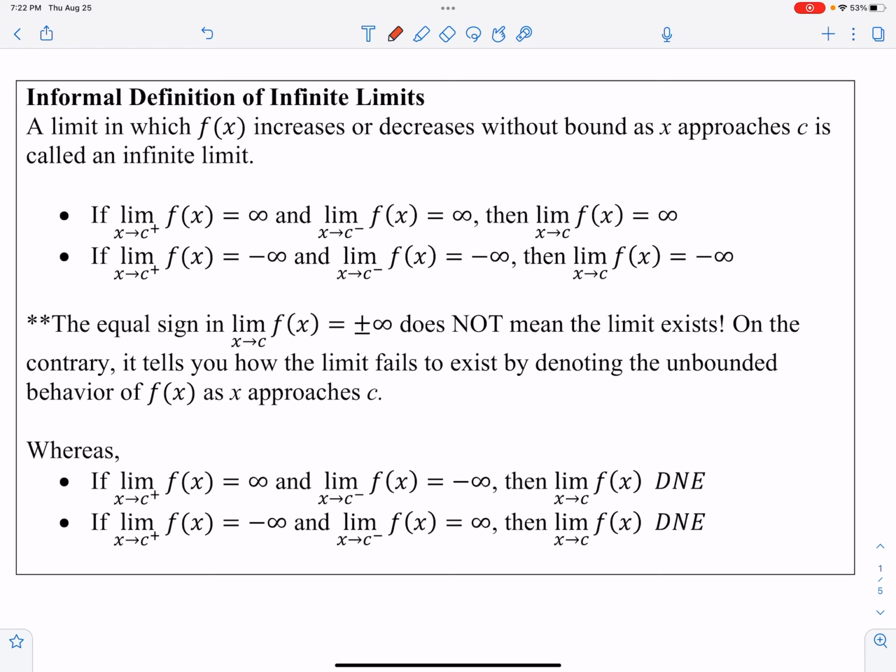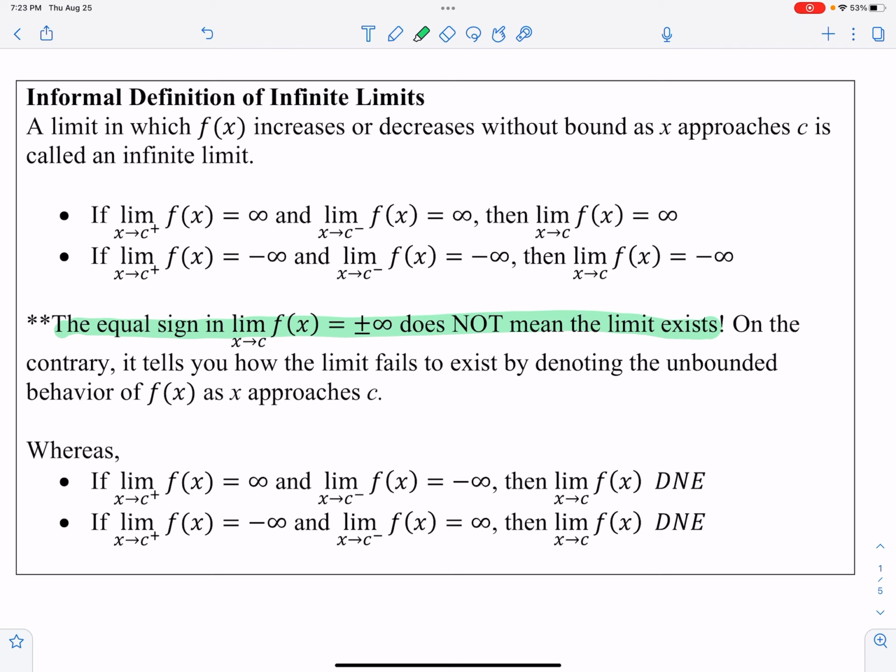The equal sign for these limits does not mean that the limit exists. This is important to recognize. So the equal sign does not mean that the limit exists. It, remember, tells us how the limit fails to exist by denoting that unbounded behavior for the function.